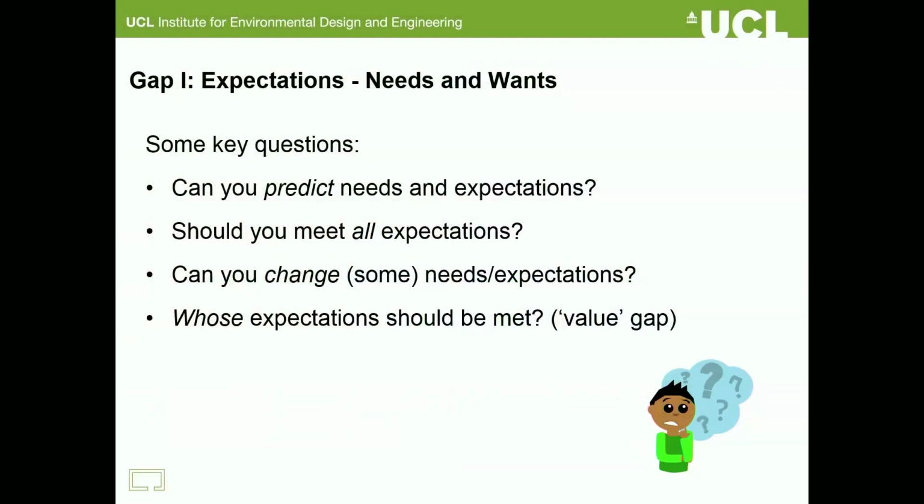By that, I also mean the needs, the wants, the habits, the expectations. There are a number of key questions which I don't think have been completely cracked yet. One is, can you predict needs and expectations of people in buildings? Should you meet all expectations, actually? Can you change some expectations? And whose expectations should you meet? The last one is relevant to what I'm also referring to later as the value gap.